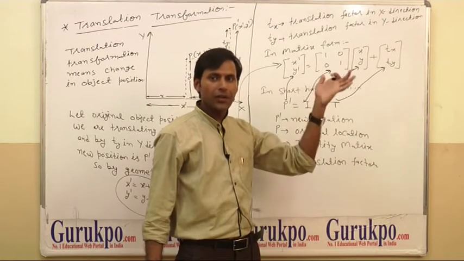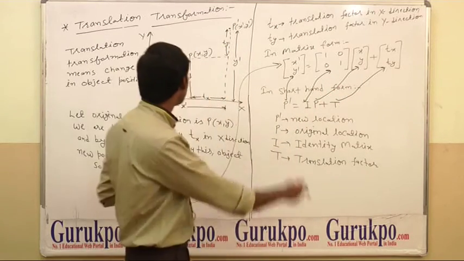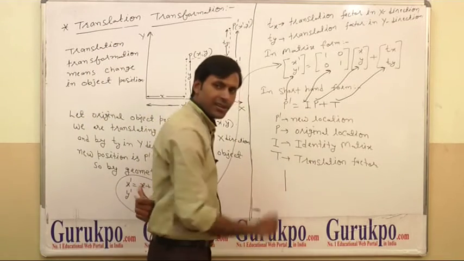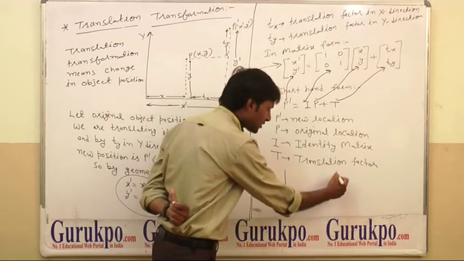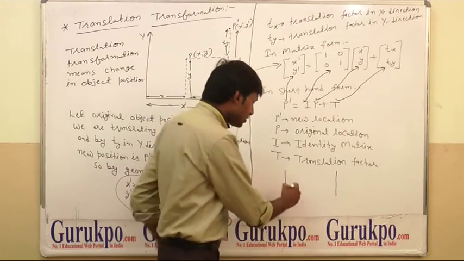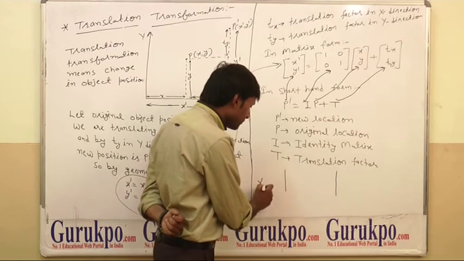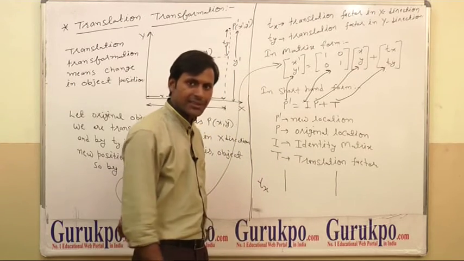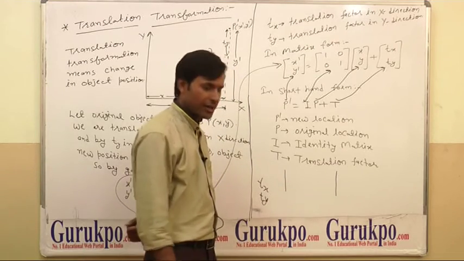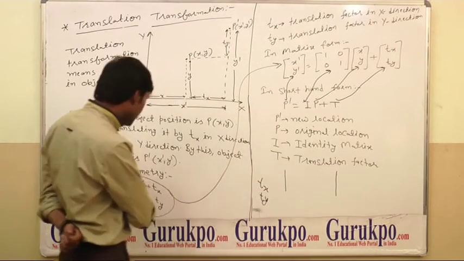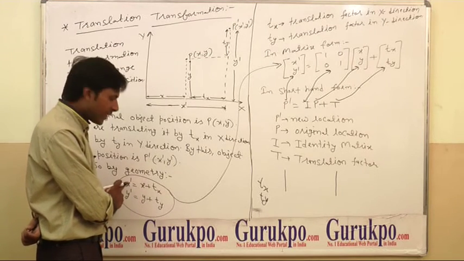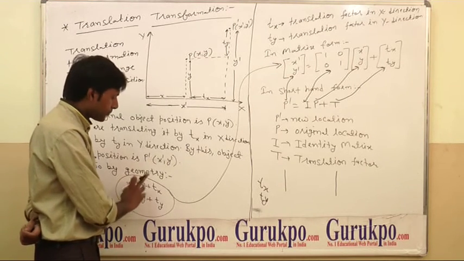So any kind of change in position is known as translation transformation. Like the object is here and its position is changing. It is known as translation transformation. Change in the x direction is represented by tx and change in the y direction is represented by ty. If we add the original location with the translation factors, then we can get the new location.